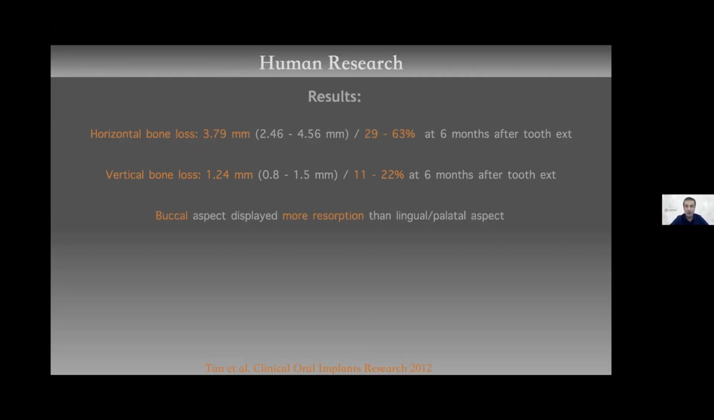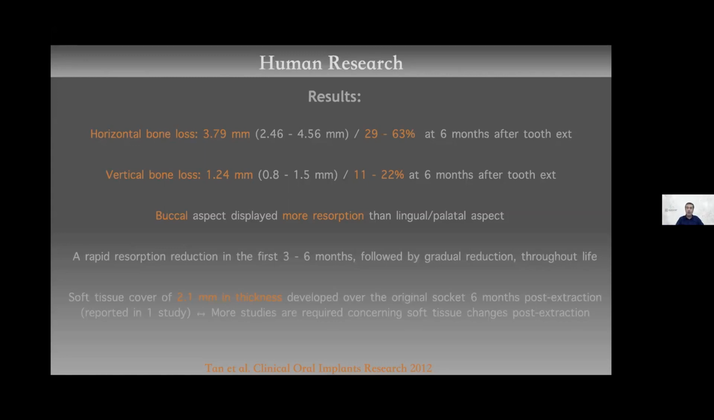And the buccal plate will resorb more than the lingual plate because it is thinner, and it's due to the presence of the bundle bone. And all this hard tissue alteration will happen during the first 3 to 6 months, and it will follow over time during the life of the person. Concerning the soft tissue, again, we will have an alteration. If you are dealing with a thin buccal plate, we will have a thickening in the soft tissue. And if you are dealing with a thick buccal plate, the soft tissue will be the same.